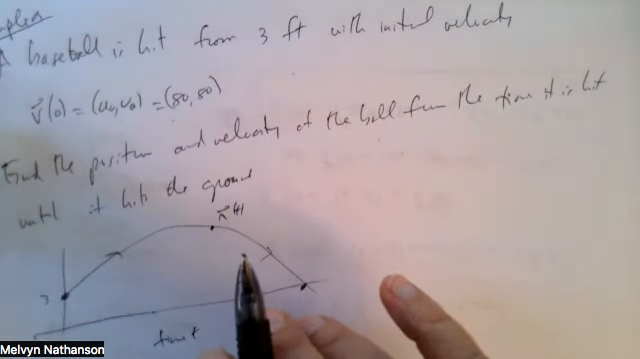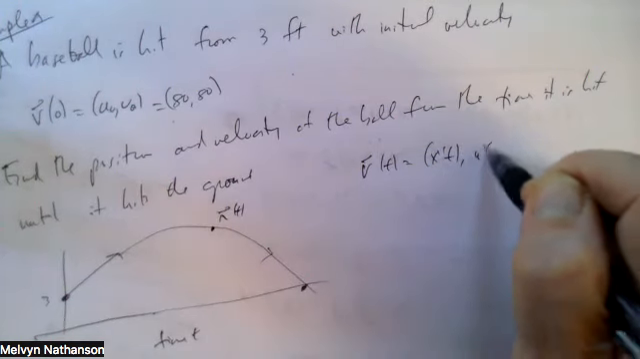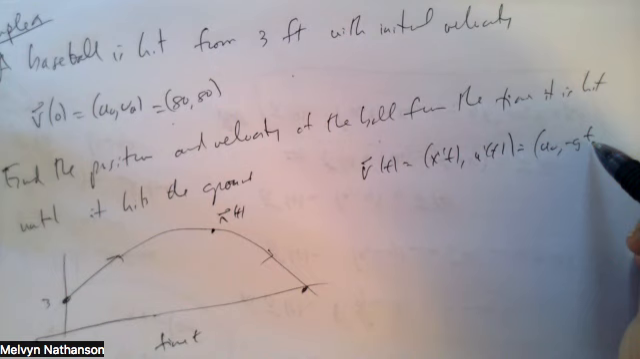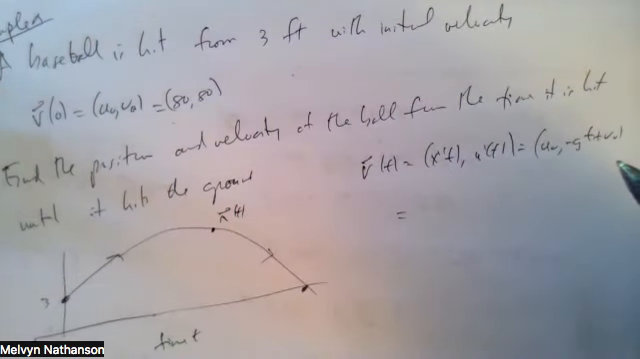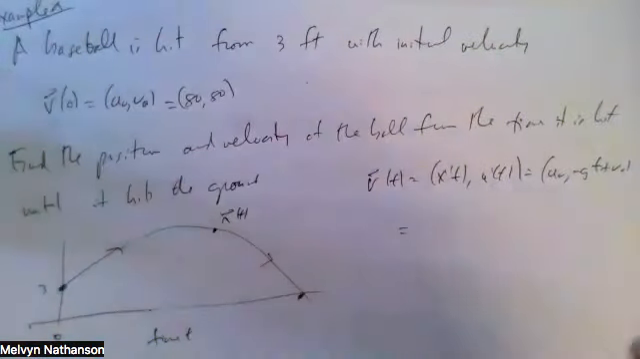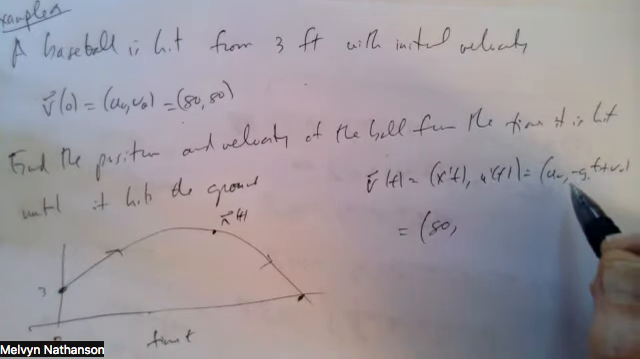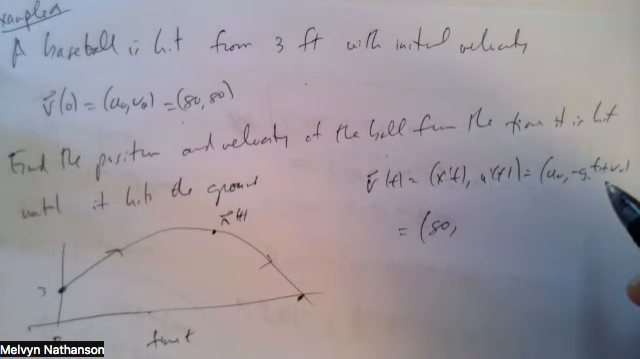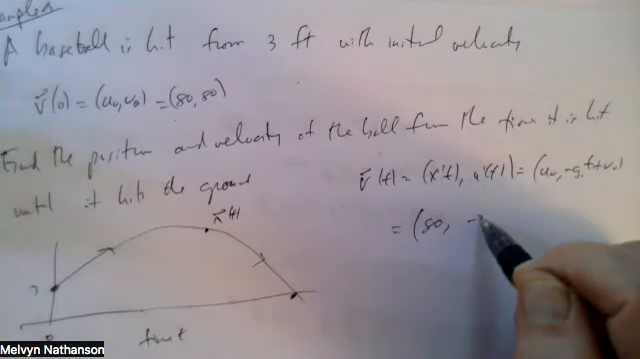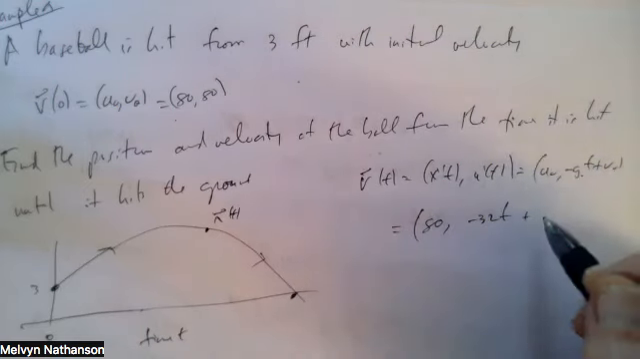So our formulas for position and velocity are the following. V of t is x prime of t, y prime of t. This is u0, minus gt plus v0. In this case, u0, the initial velocity in the x direction, is 80, and the initial velocity in the y direction is 80. So this is 80. What is g? G is 32 feet per second squared. So this is minus 32t plus the initial velocity in the y direction, 80.